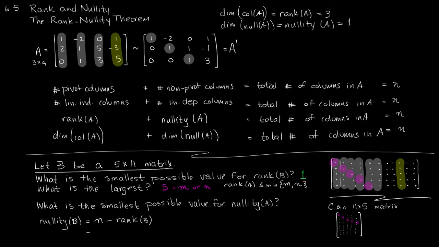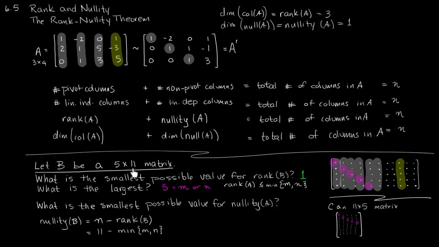So n in this case is 11. And we've established that the rank is less than or equal to the minimum of the two values m and n, whichever is smaller. It's possible to argue that with, for example, a square matrix, an 11 by 11 matrix, this would be 11, and so we'd have 11 minus 11 is 0. So the smallest number we can have here is a 0.